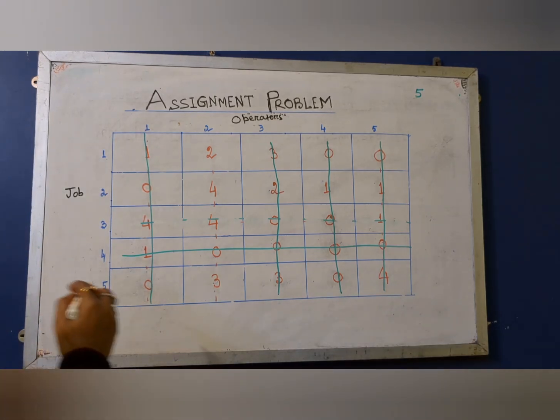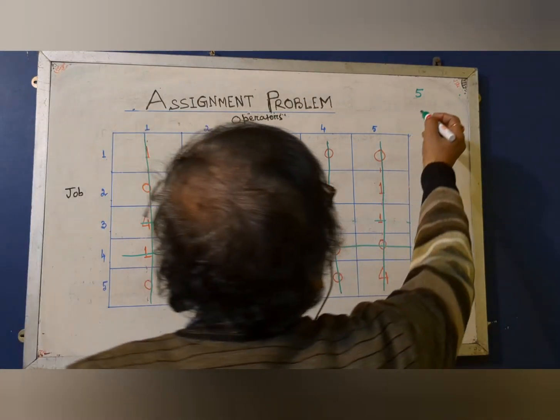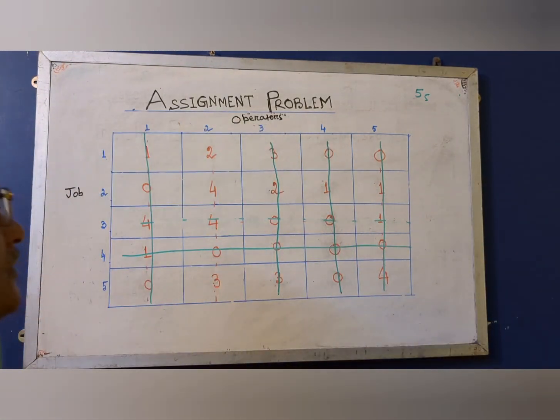And what is the order of the matrix? That is also 5. That means we have reached the optimum. We need not do the same operations further, as I have already discussed. Now the next part is allocation of jobs with the operations.